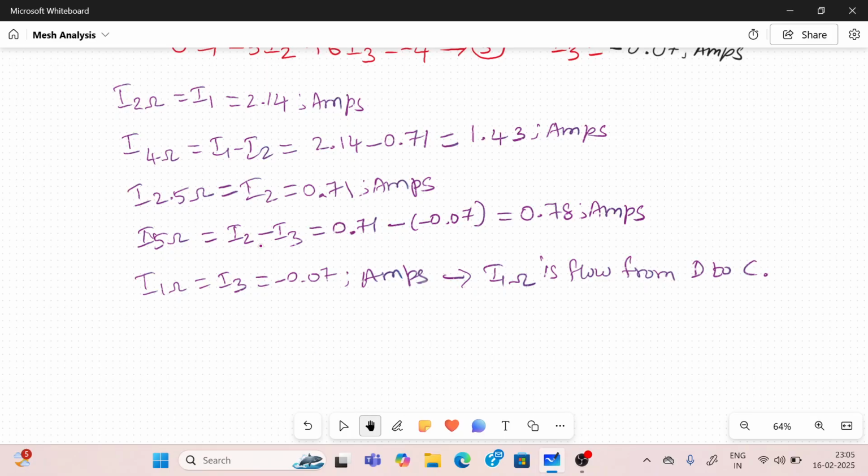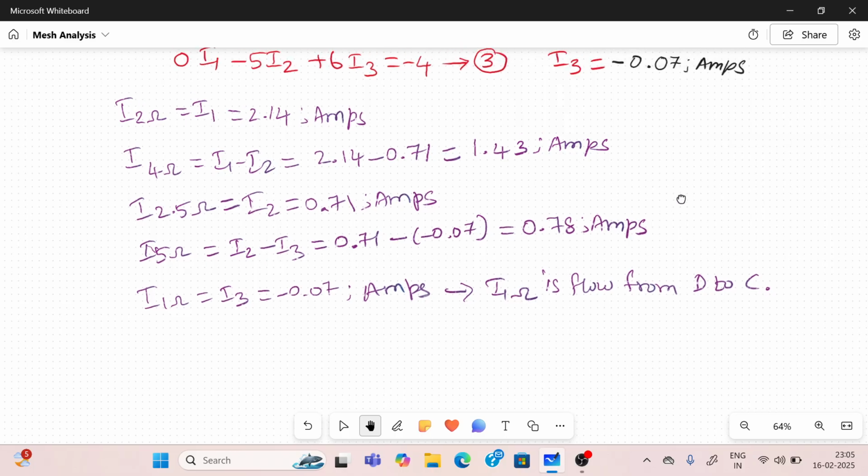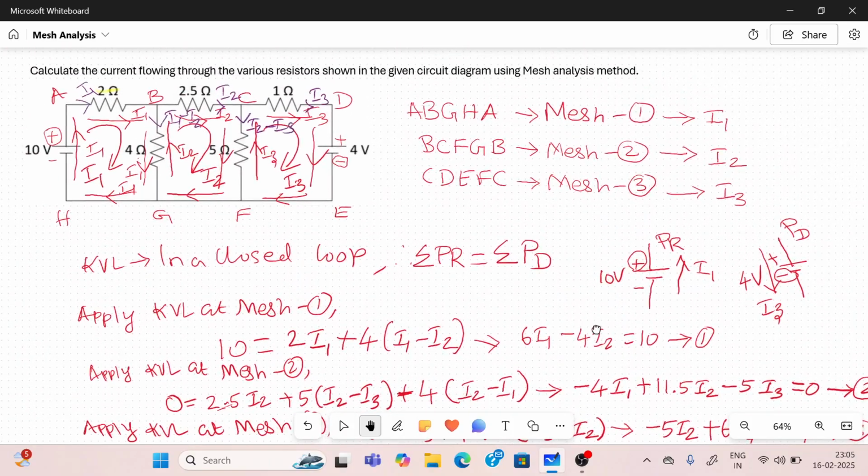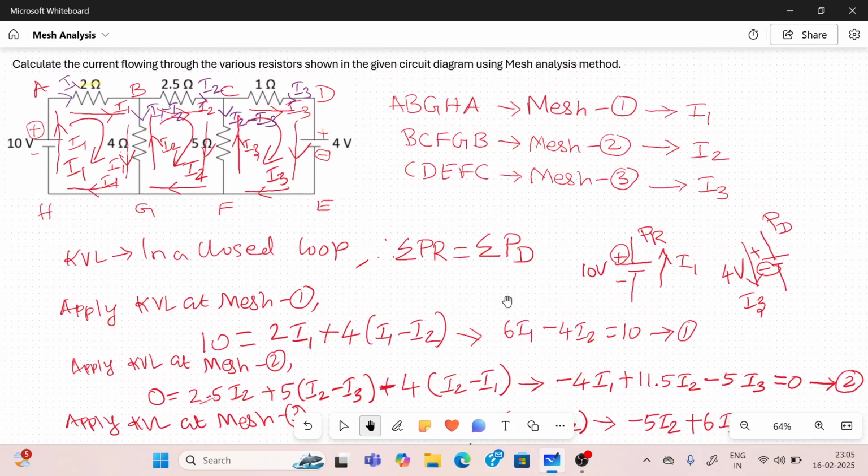Okay, so this is about your mesh analysis. I will recall the mesh analysis once. First we should identify the nodes and name them A, B, C, D, all. Generally, what is a node? A node is the connecting point of two elements. So here the 10 volt element is coming here, and the connecting point is node A. You have to name the nodes A, B, C, D, E, F, G, H.